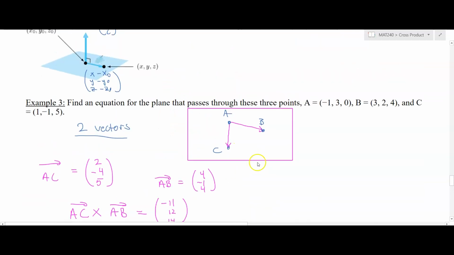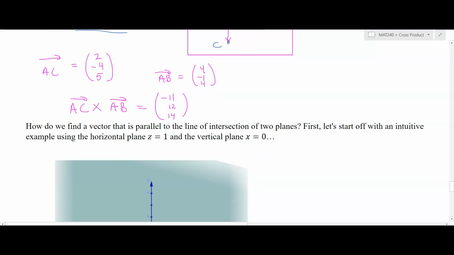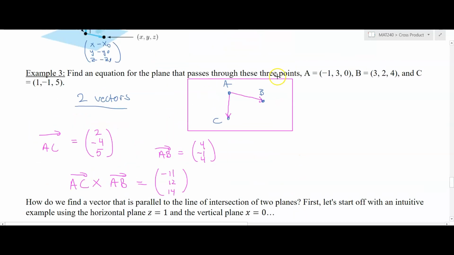So what we've just found is a vector that is perpendicular to both of these vectors. I'm going to draw that on here just to put this picture together. So here we have our vector, and we'll just kind of draw it like this. And we'll say that that vector is perpendicular to both AB, and it's also perpendicular to AC. Now, because we have one point that is on that plane, we could pick any of these points really, but let's focus on point A, which is the point -1, 3, 0. And then our normal vector, our n vector, is now -11, 12, and 14.